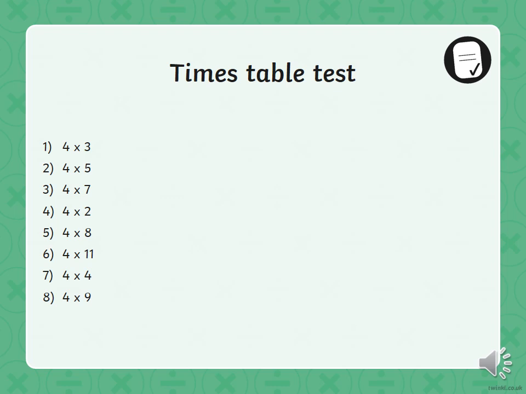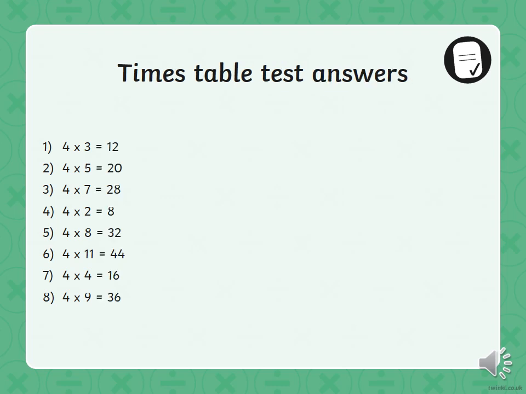For today's session, your first question is 4 times 3, and you've got 4 times 5, and then 4 times 7, 4 times 2, 4 times 8, 4 times 11, 4 times 4, and 4 times 9. I want you to pause the video for a minute and answer the following questions before you move on to correcting your answers.